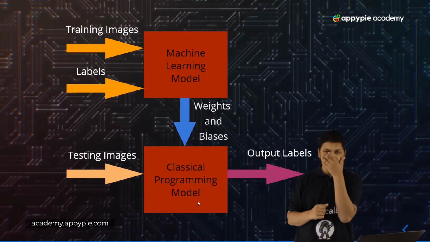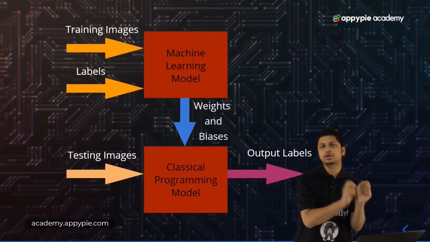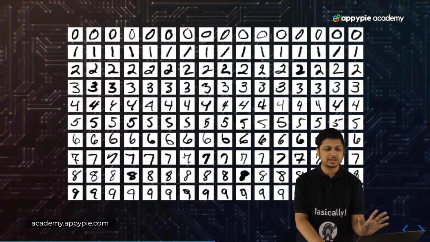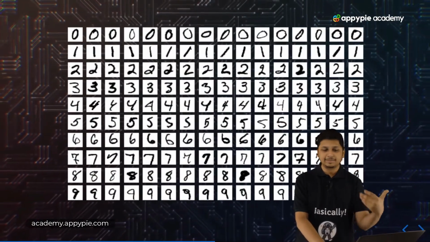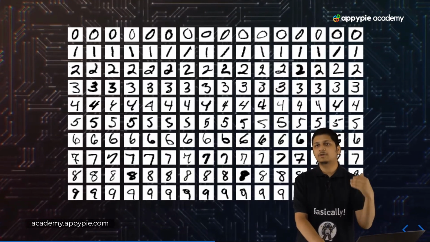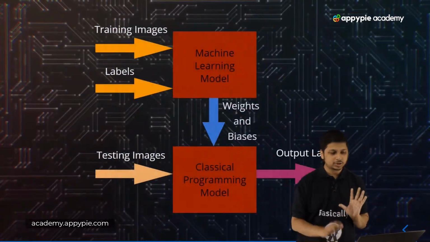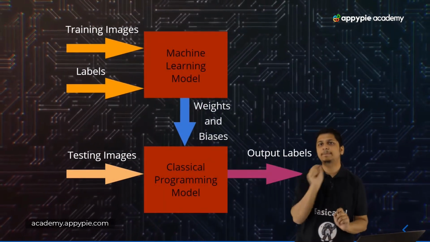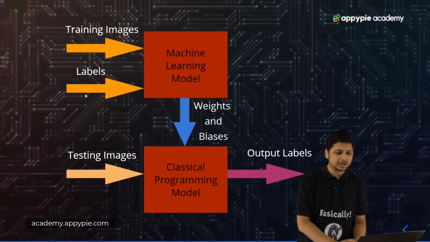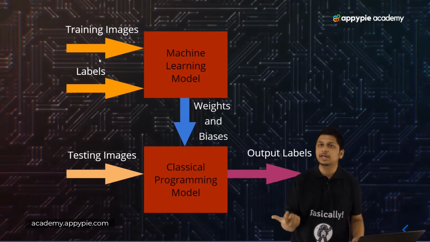Whenever you have a particular set of input and output, in this particular case, the handwritten images of the digits are our inputs, and the label of what these images actually correspond to is our output. In the case of a machine learning model, we pass in the input and the output, as you can see over here. So we are passing in the training images and also the training labels.